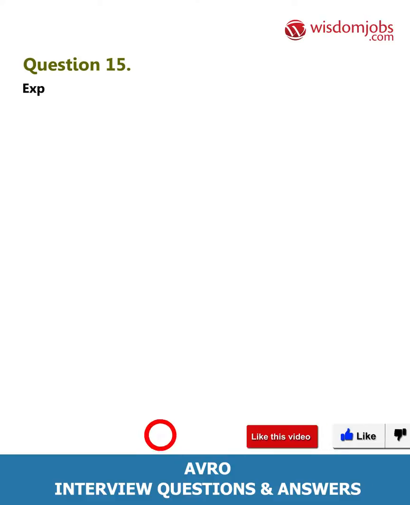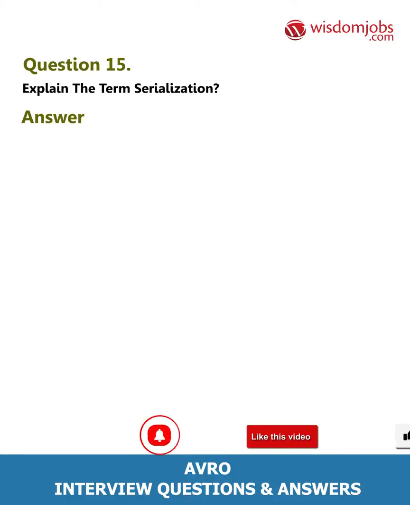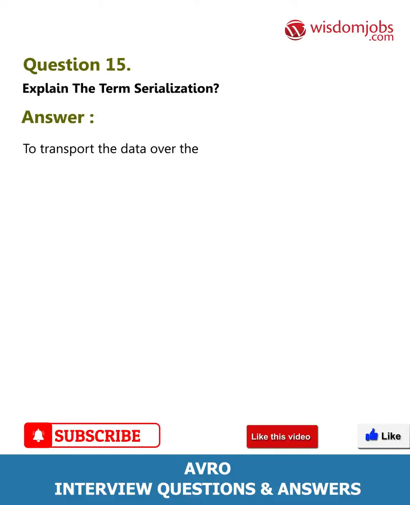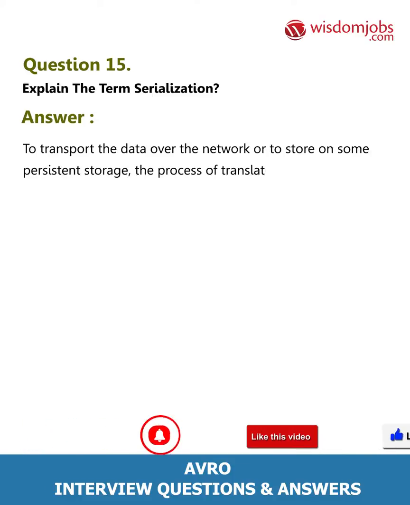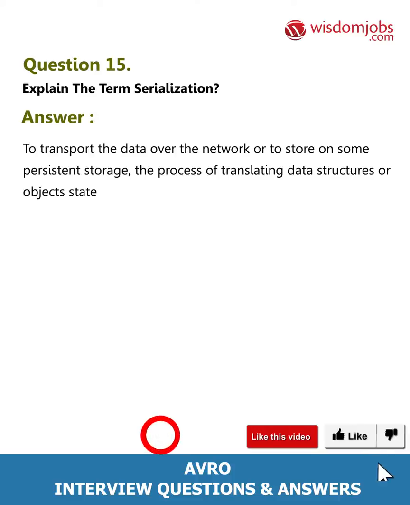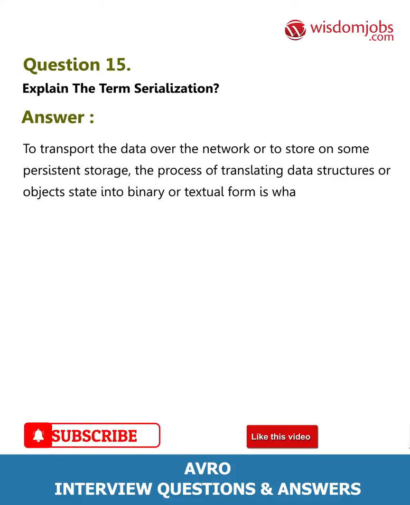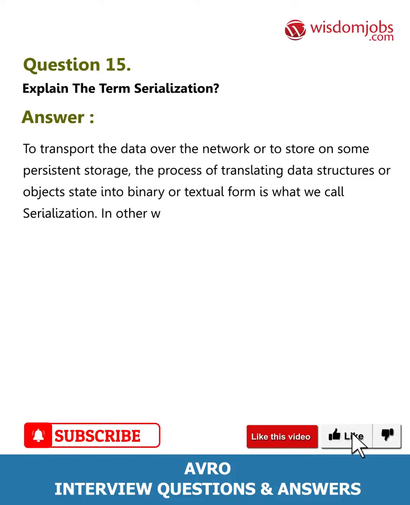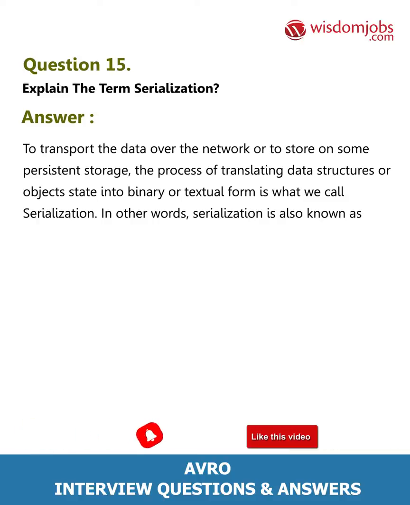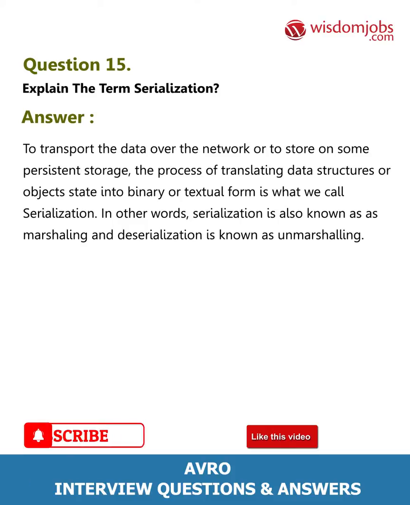Question 15. Explain the term serialization. Answer. To transport the data over the network or to store on some persistent storage, the process of translating data structures or objects state into binary or textual form is what we call serialization. In other words, serialization is also known as marshalling and deserialization is known as unmarshalling.